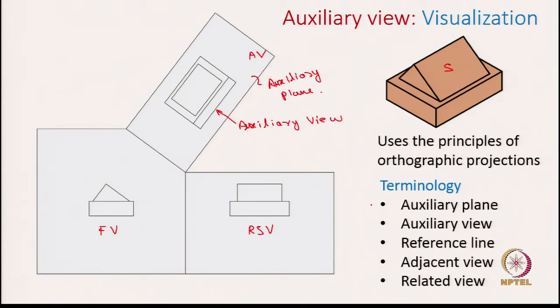And then reference line. So, the line about which we opened the box. So, this is the line which intersects the auxiliary plane and the frontal plane. So, this is the frontal plane and this is the auxiliary plane, let us say. So, this line about which we opened this box is called the reference line.